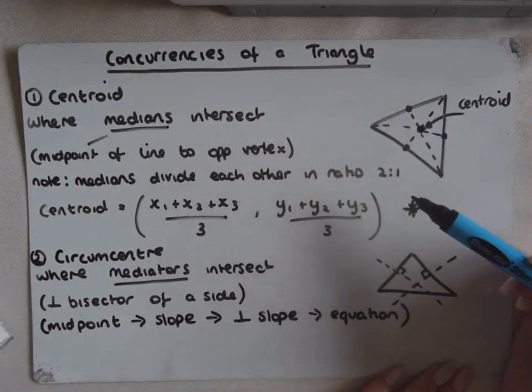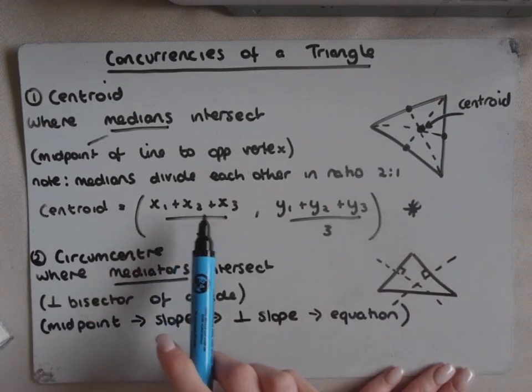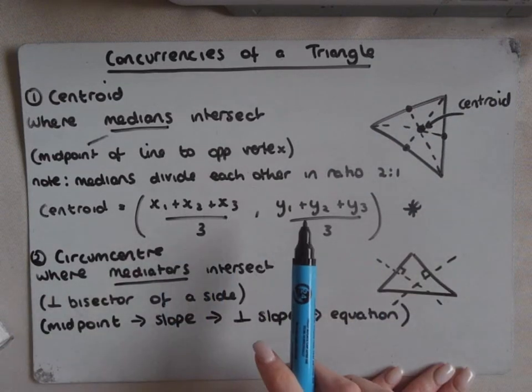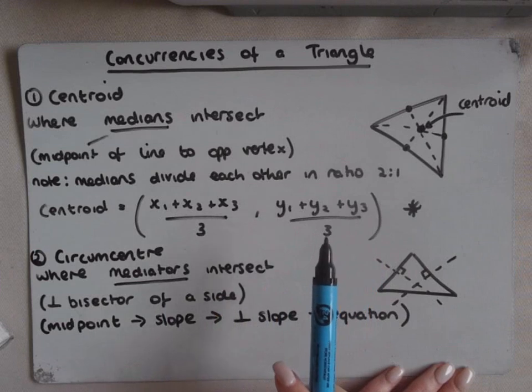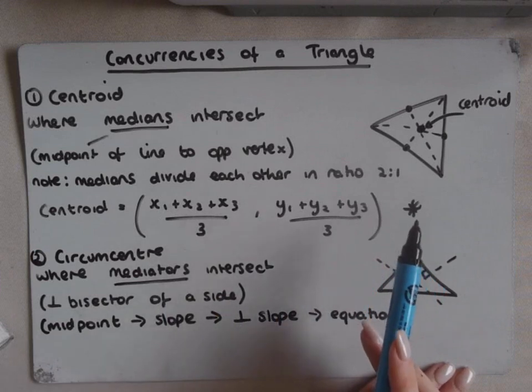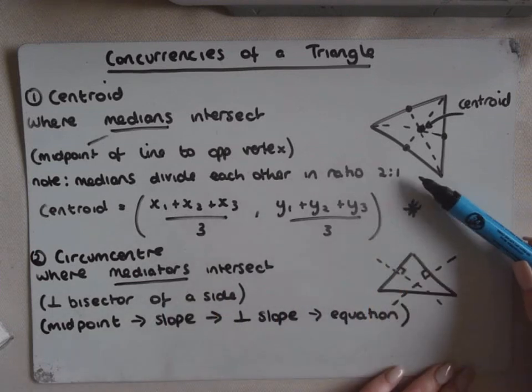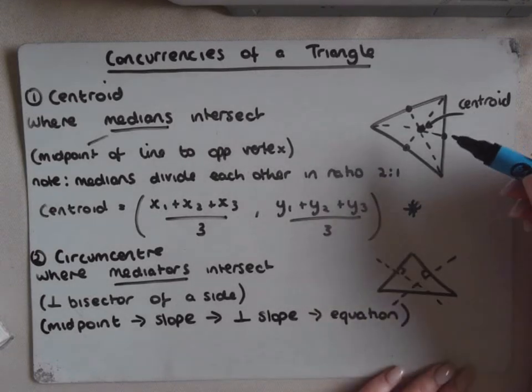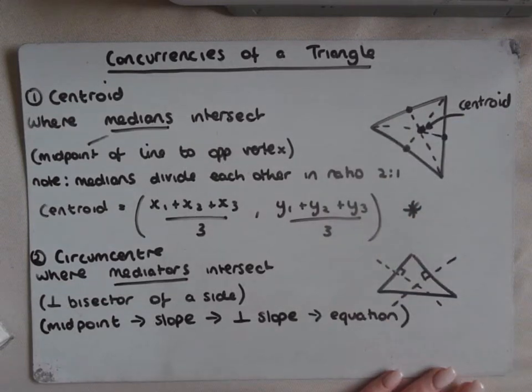Now we do have a formula, okay, and our formula for centroid is x1 plus x2 plus x3 over 3 and y1 plus y2 plus y3 over 3. Now it is one you have to learn, but it's nice and easy, okay? And just a side note there, the medians divide each other in the ratio 2:1. So that means where they all meet, this is 2:1, okay?